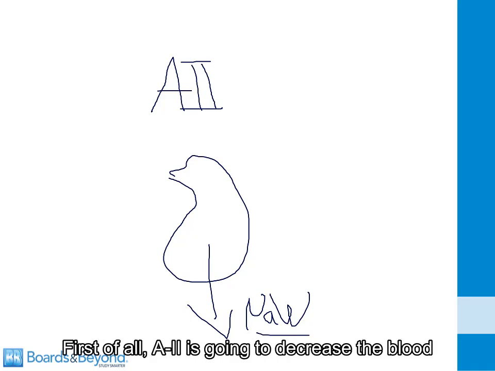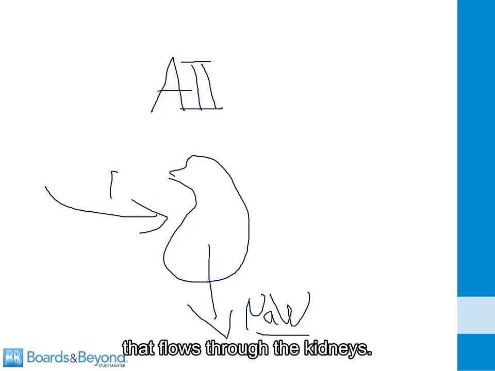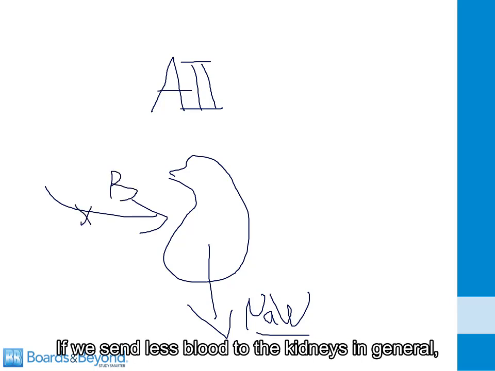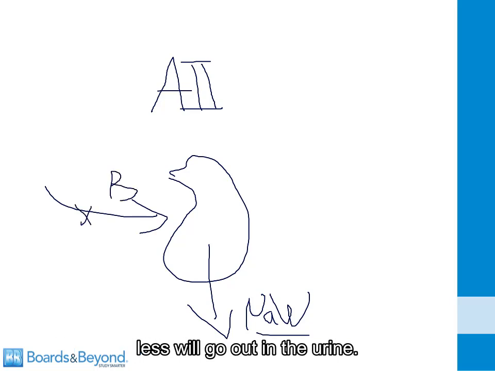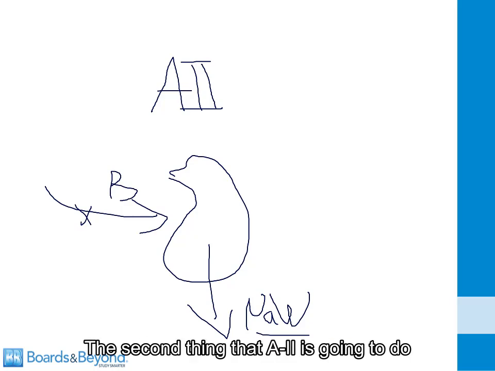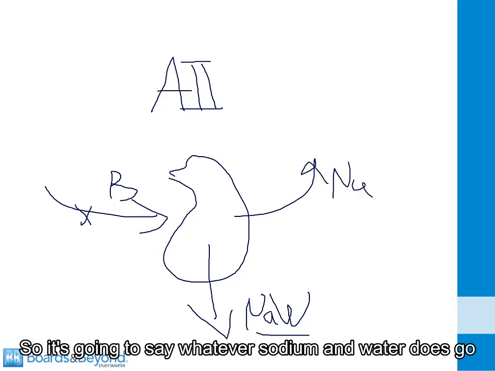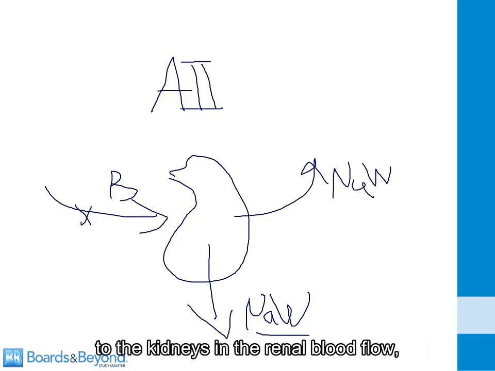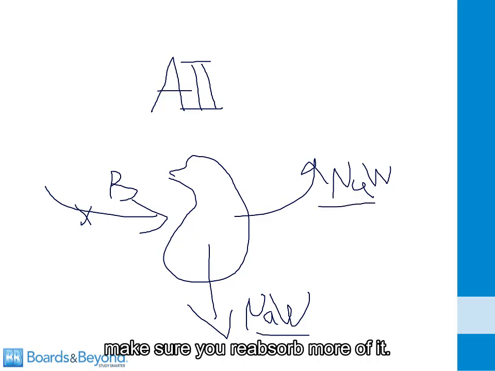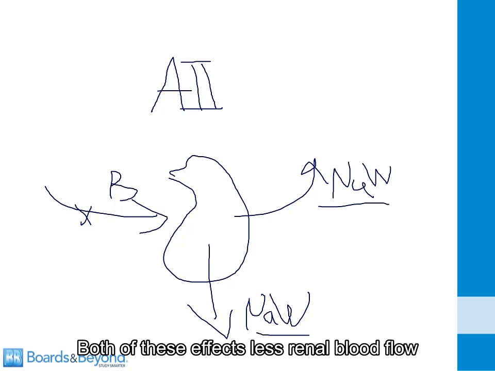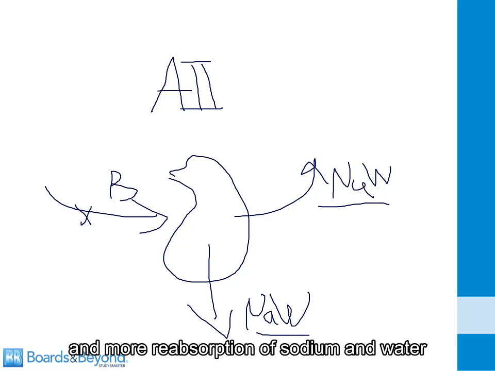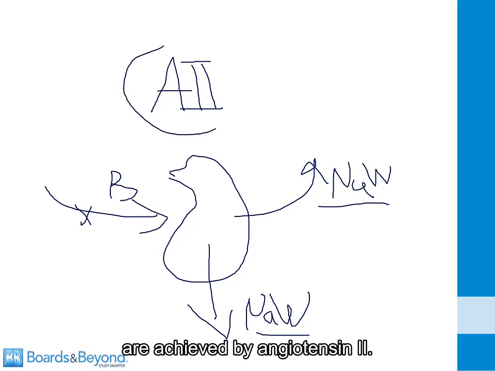First of all, A2 is going to decrease the blood that flows through the kidneys. If we send less blood to the kidneys in general, less will go out in the urine. The second thing that A2 is going to do is cause the kidneys to retain more sodium and water. So it's going to say whatever sodium and water does go to the kidneys in the renal blood flow, make sure you reabsorb more of it. Both of these effects, less renal blood flow and more reabsorption of sodium and water, are achieved by angiotensin II.